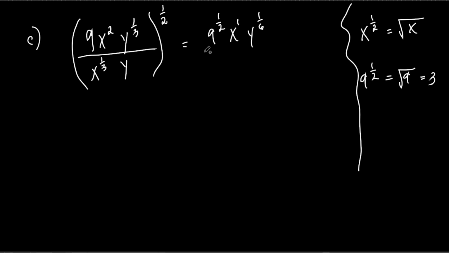Okay? Let's do the bottom. Here we go. x to the 1/3 to the 1/2. Same exact thing, isn't it? Except now we got an x. So it's going to be x to the 1/6. And what about this y? y to the 1/2. You with me? Wasn't so bad, but I'm not finished. Right? I got x's on the top and bottom. I got y's on the top and bottom. Can't do that.